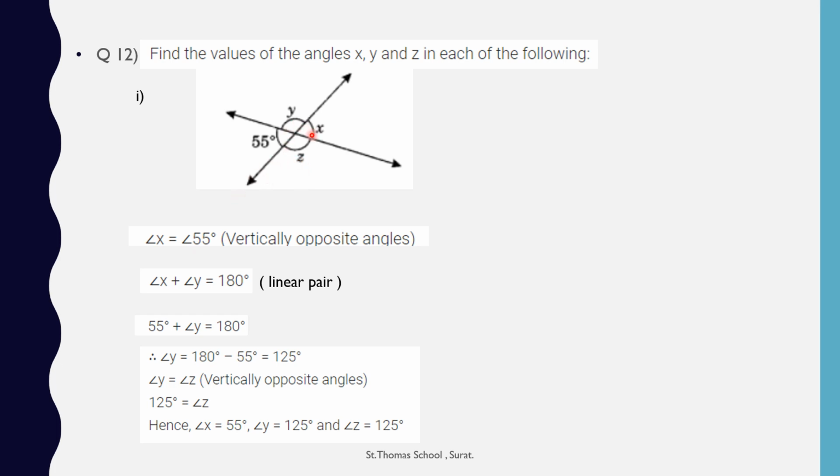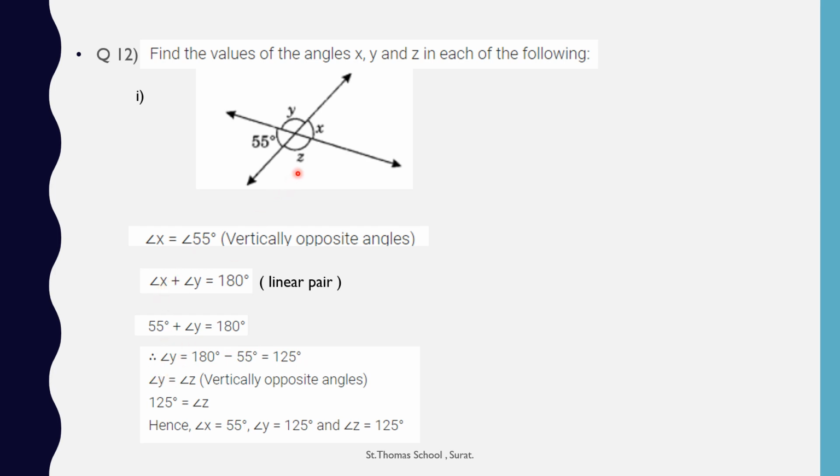Now x plus y is 180° because linear pair. Okay, this is a straight line, so this sum will always be 180°. You have to substitute the value of x. X is 55, so 55° plus y is equal to 180°. Therefore angle y is equal to 180 minus 55. This is plus 55, if it goes here, it becomes minus 55. 180 minus 55, that is 125°. We got angle x and angle y.